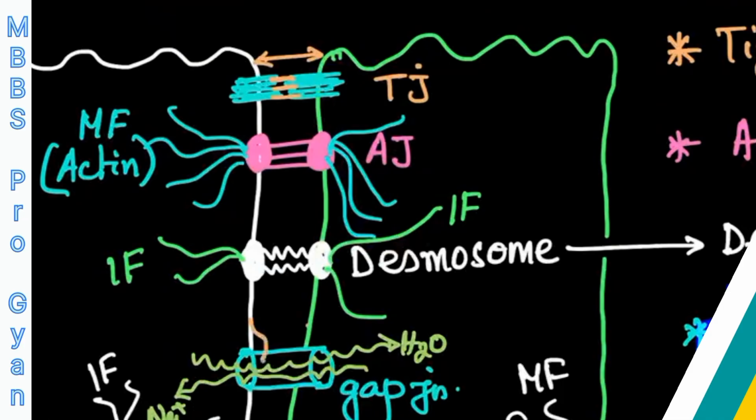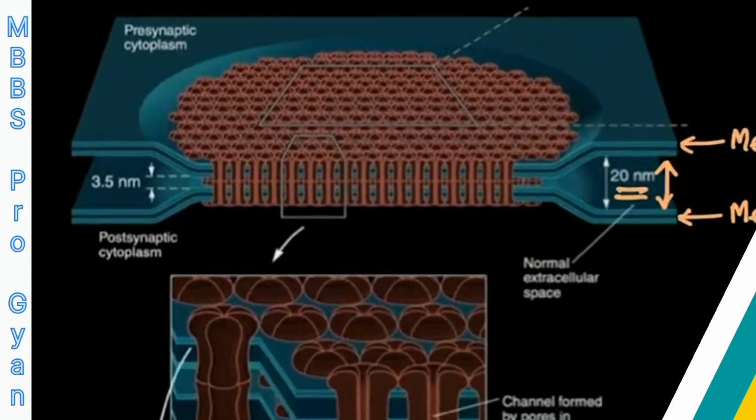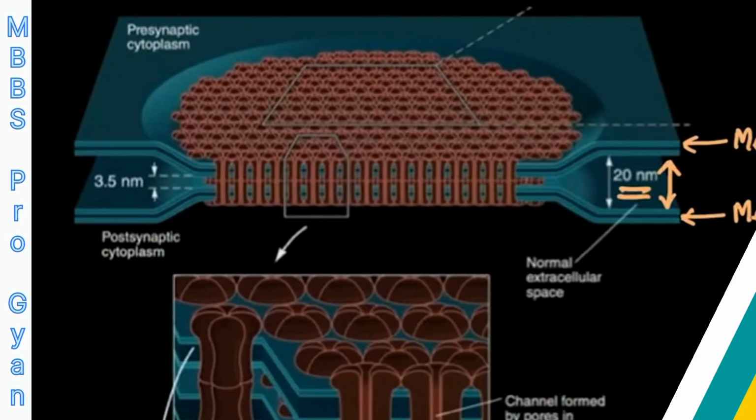But in the area where the gap junction is formed, the two plasma membranes come closer to one another. That's why you find in this diagram from Gyan that in the area where the gap junction is present, the membranes come close to one another. The distance between the two membranes at the gap junction is 3.5 nanometer. 3.5 is not the diameter of the gap junction. It is the distance between the two membranes where the gap junction is formed.